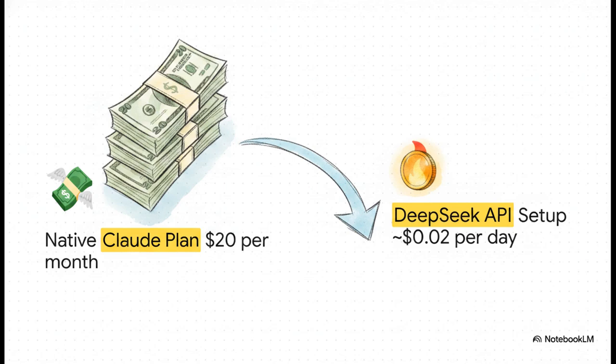Just look at the stark contrast in cost here. If you're a developer actively trying to optimize your tool stack, you know the native Claude plan runs about $20 a month. But if you route your queries through the DeepSeek API setup instead, you bring that operational cost down to literally fractions of a penny. We're talking an average of maybe 2 cents a day, depending on how heavy your usage is. I mean, that is just a massive optimization for your daily coding tasks.